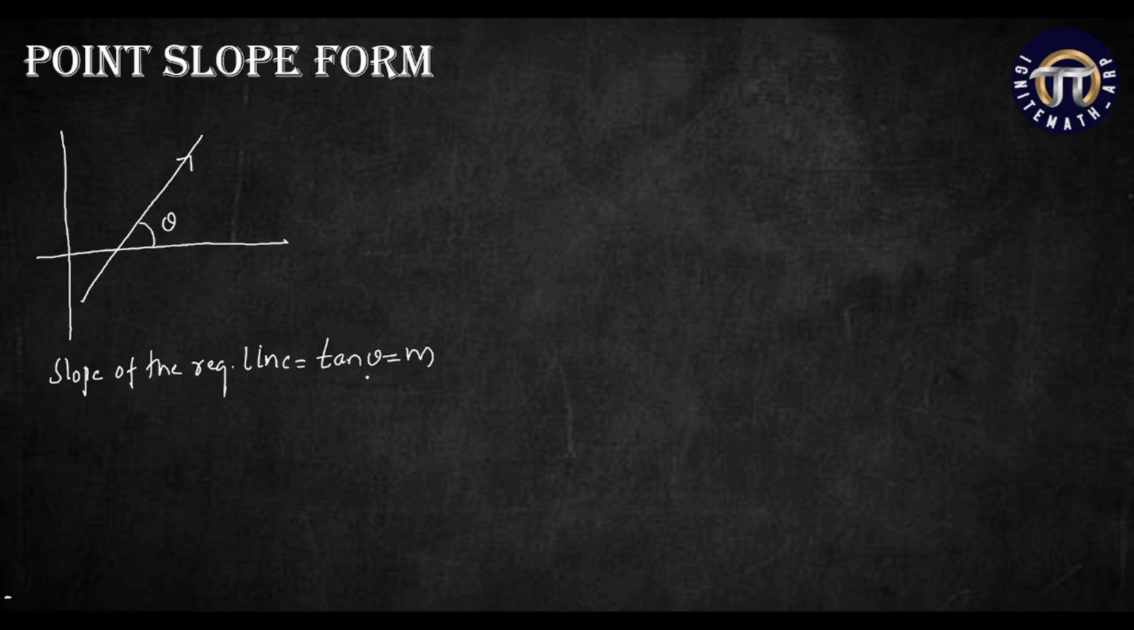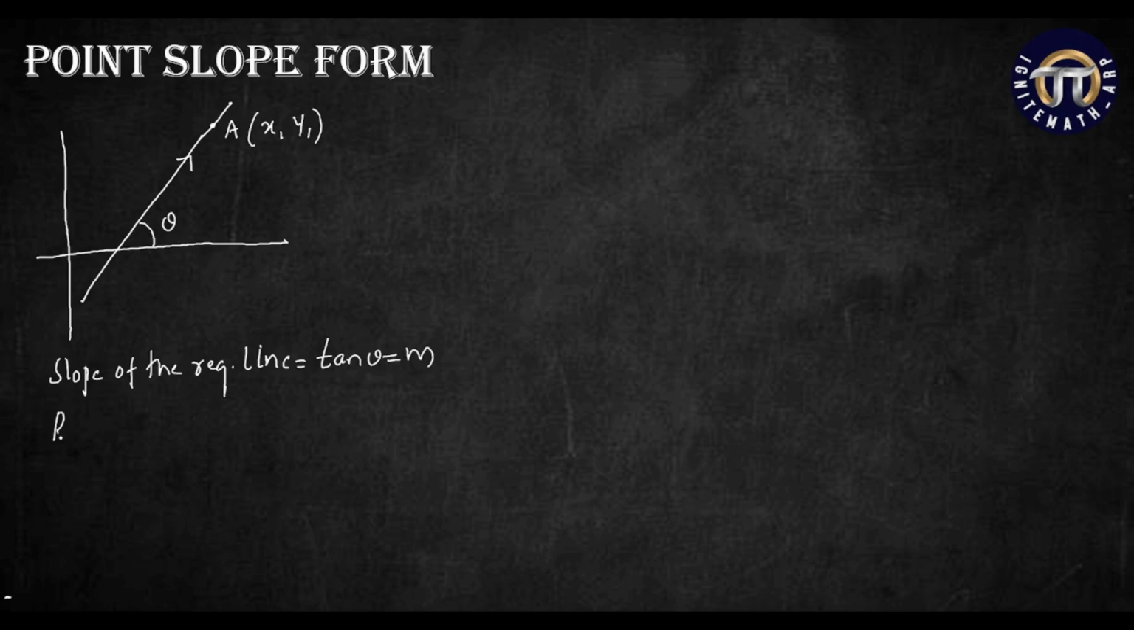So need to understand, children, in the previous case, we found out the slope by y2 minus y1 by x2 minus x1. In this case, we are going to find out the slope by tan of angle of inclination. And I must be aware of one of the coordinates of the point through which the line passes, x1, y1, if I take. Clear, children?